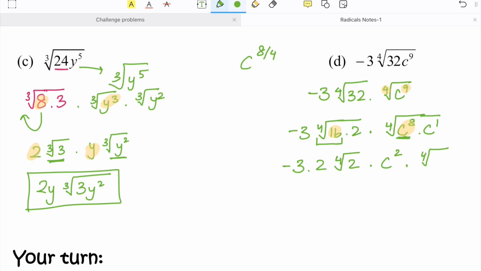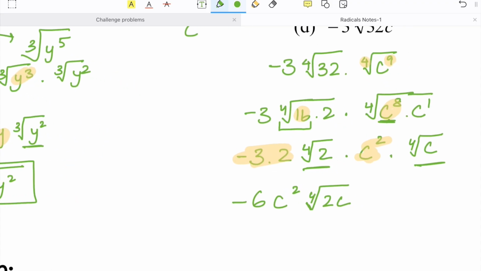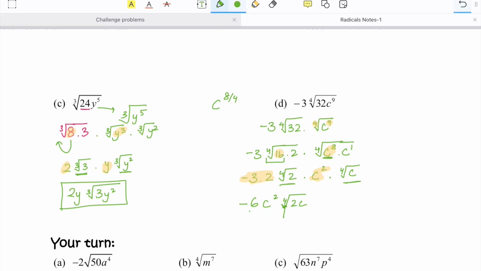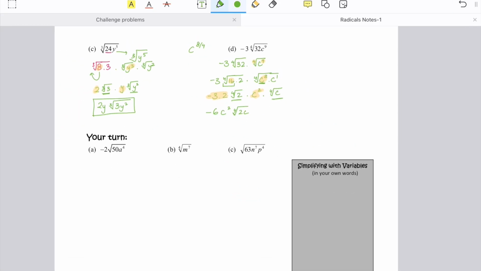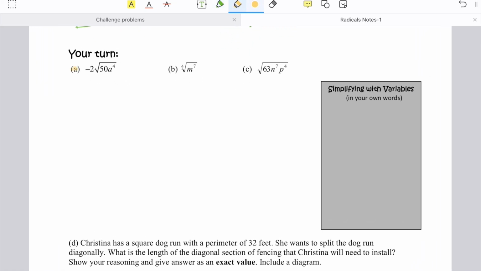Now, these are my like terms, so I'll place them together. -3 times 2 is -6C squared. And then this times this is 4th root of 2C. Just remember, you guys, make sure that you're differentiating this. I shouldn't be confused whether the 4 is the index or goes with the 6, okay? So when you're writing it on the test, just be mindful of that. Okay, I want you guys to do question A, C, and D, and we'll discuss them.